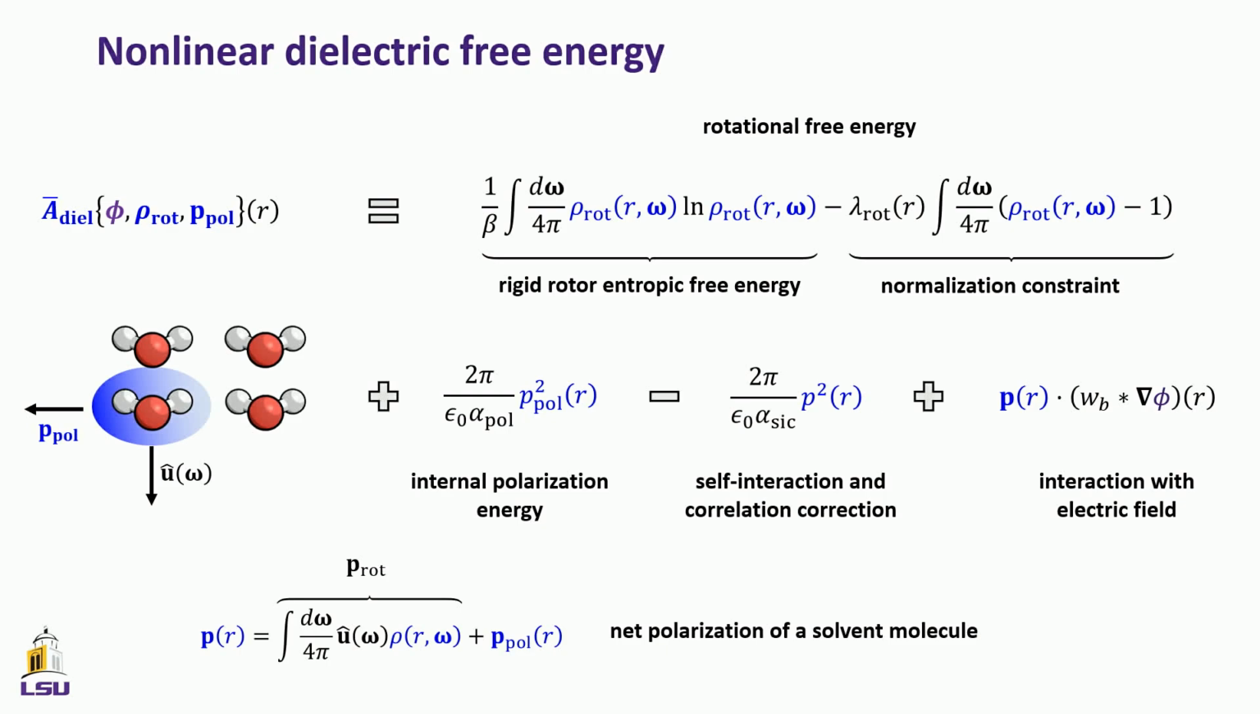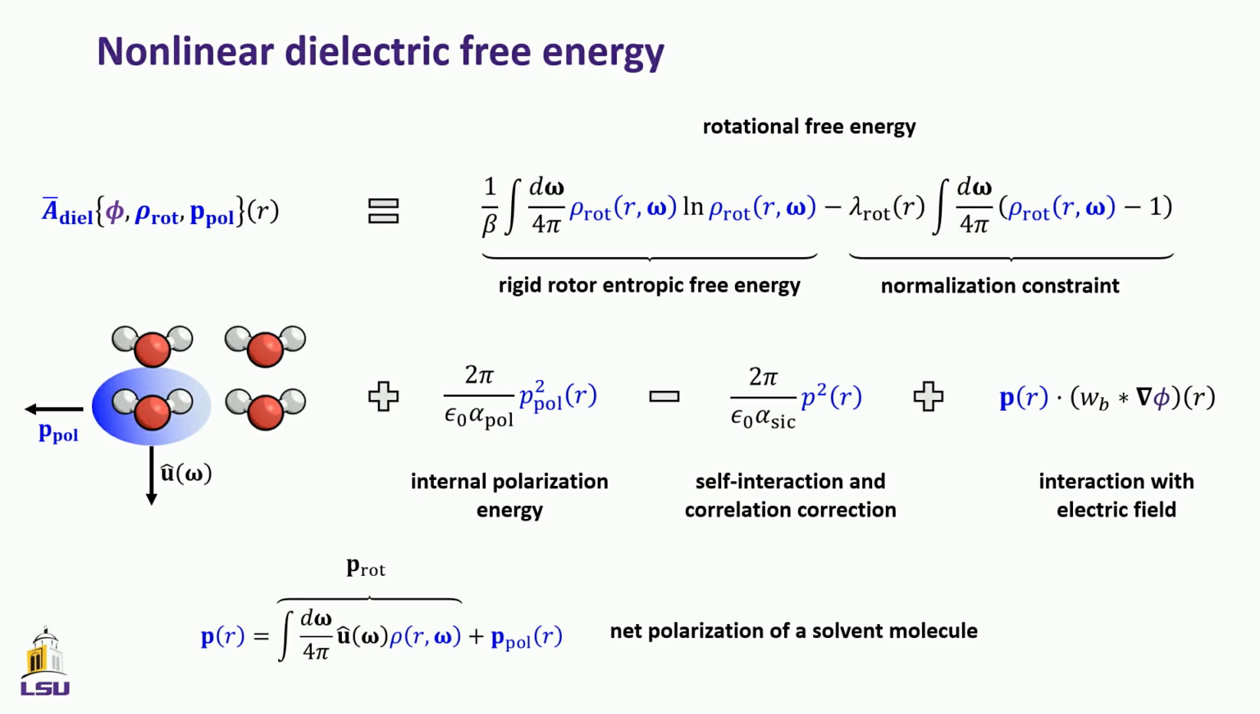However, we have to add back one thing. We have to add back this self-interaction and correlation correction, because a molecule of water doesn't interact with itself. It's also correlated with water molecules around it. And if you just use these terms, you don't include this, you won't reproduce the dielectric constant of water, at least not with physically reasonable parameters for like the dipole moment and the density of water. So we have to include this term as well.